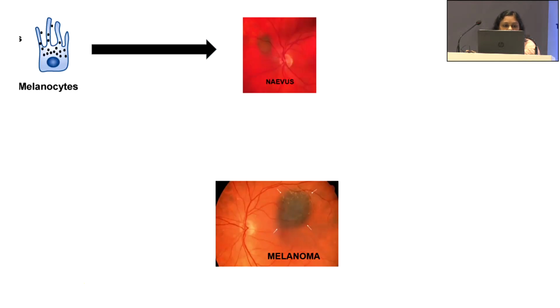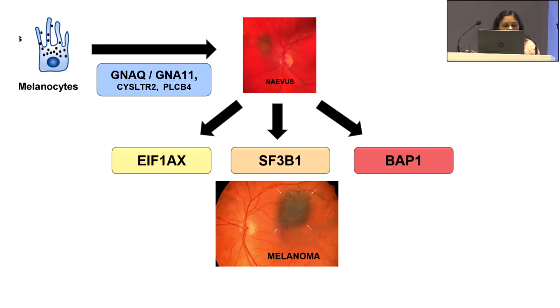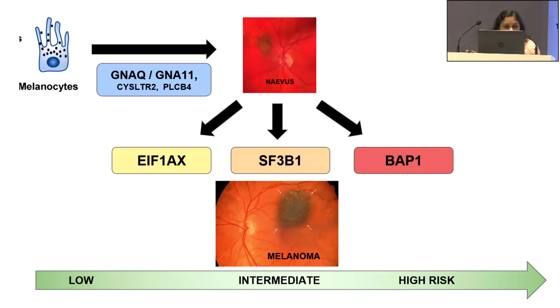So if you see the genetic evolution of uveal melanoma, the initiating mutations are GNAQ and GNA11, which are mutually exclusive, and you have the subsequent mutations EIF1AX, SF3B1 or BAP1 with increasing risk of metastasis. And we know nearly half of the uveal melanoma patients metastasize. And currently, we do not have much effective therapy for metastatic uveal melanoma.